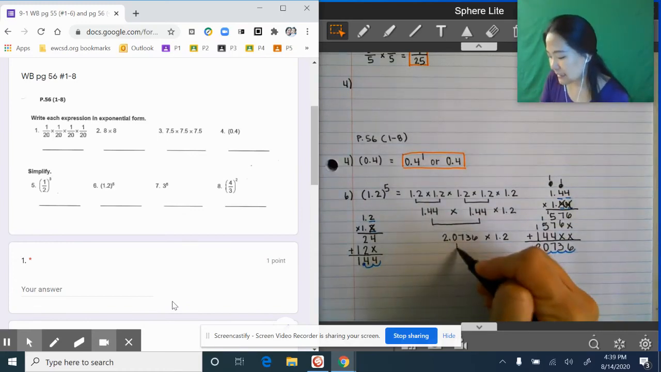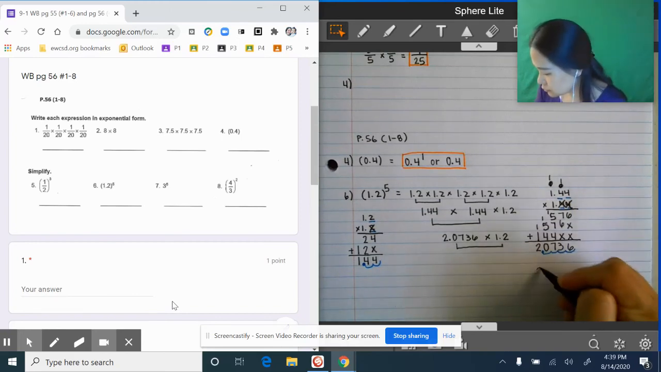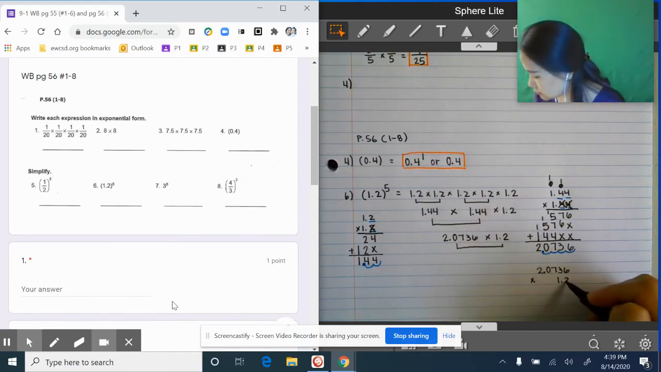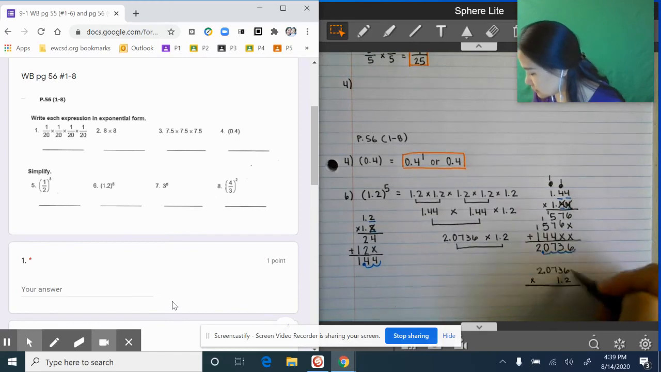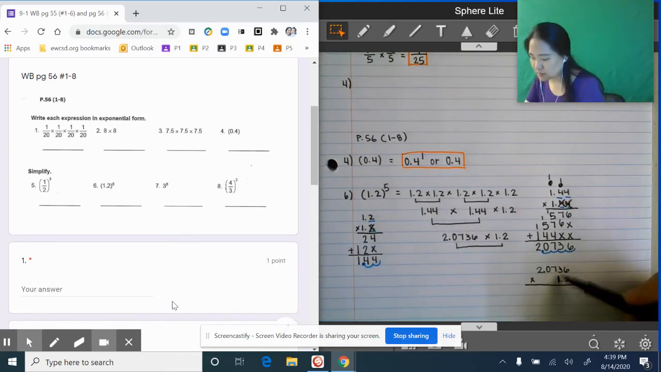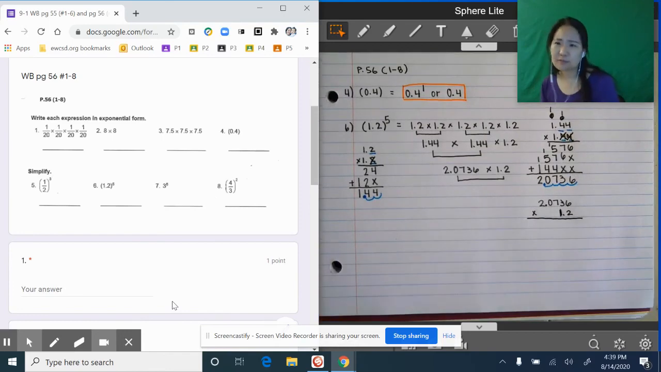So this is my last step. I'm going to show the work right here. 2.0736 times 1 and 2 tenths. And make sure that you're lining up the numbers nicely. I don't think I did a very good job here. I wish this one is a little bit more towards the right, okay? But I'm not going to rewrite it.